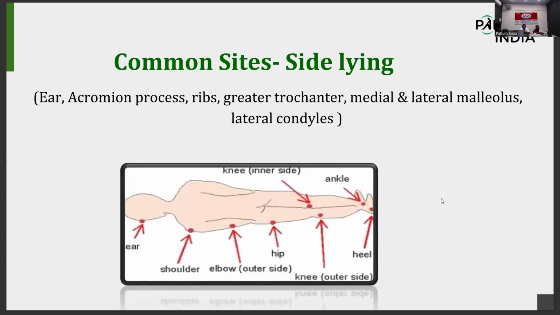Next, common sites in side-lying position. Mainly in side-lying position, the ear will be in contact with the hard surface. Next, shoulder. The outer side of the elbow may touch the surface. Then hip, then outer side of the knee, heel, ankle joint, and the inner side of the knee also touches the outer side of the other knee. So it will also cause pressure ulcers in these areas.